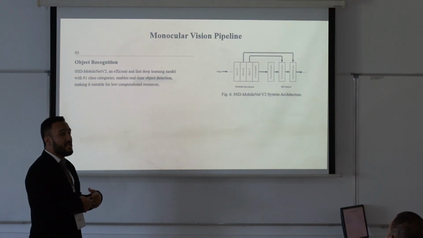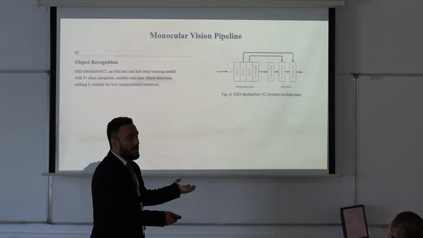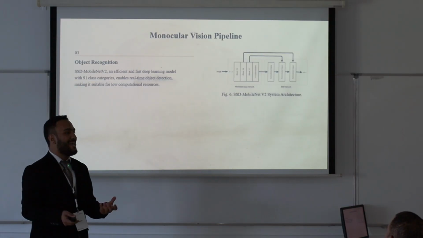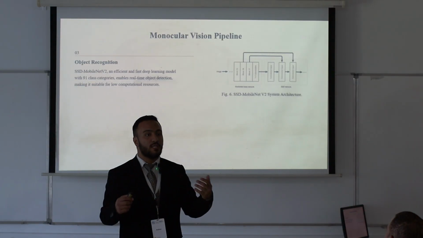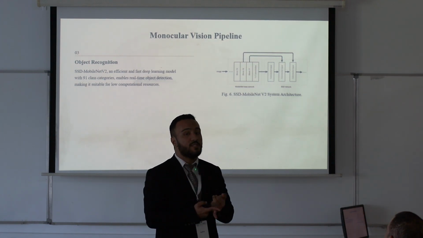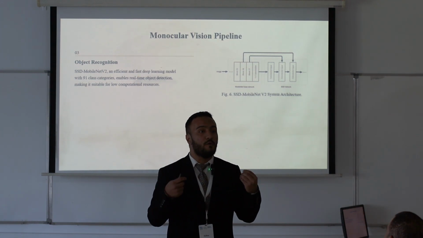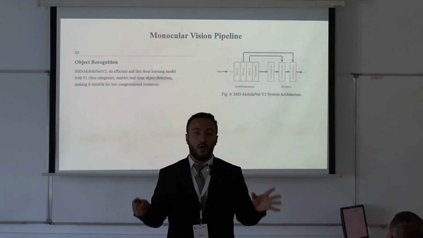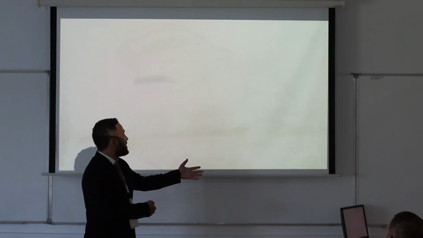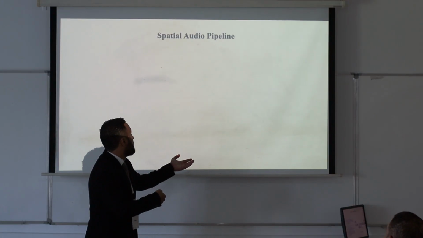Okay, after generating the depth map, we are using object detection models to extract the class names of the objects in the surroundings. So, as we said, we have the depth information and we have the object information. So it's time to convert this visual information into sound cues. Basically, we are storing the output in a log that will be used later in the sound pipeline.